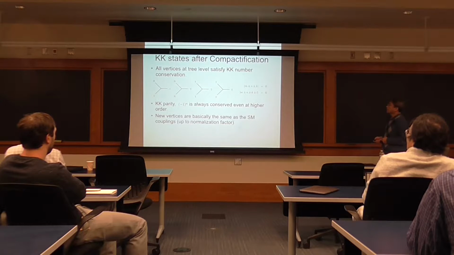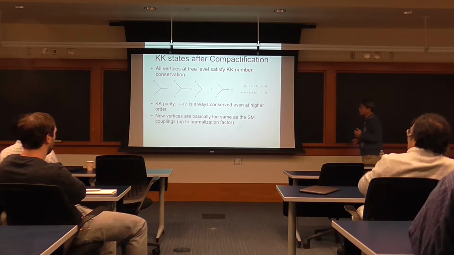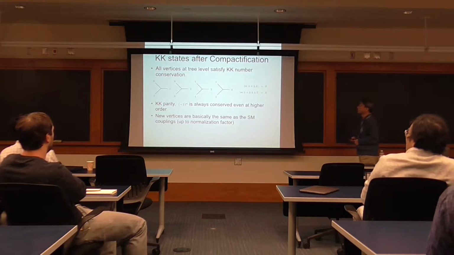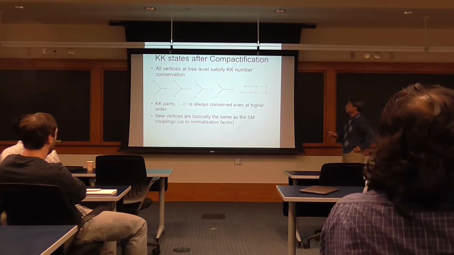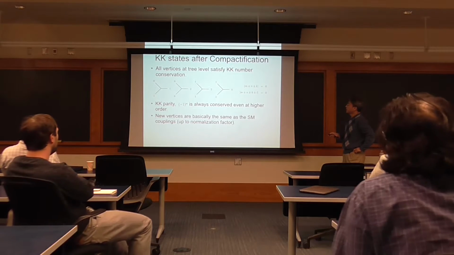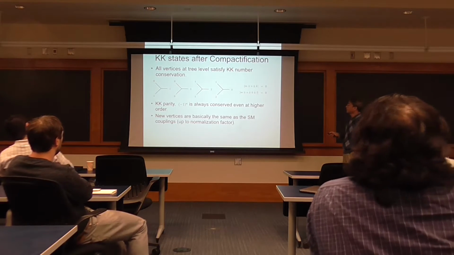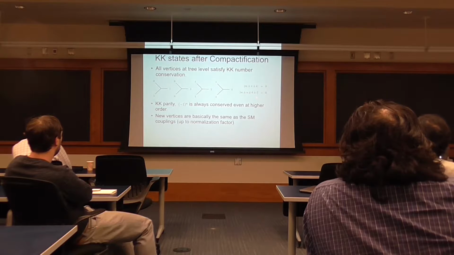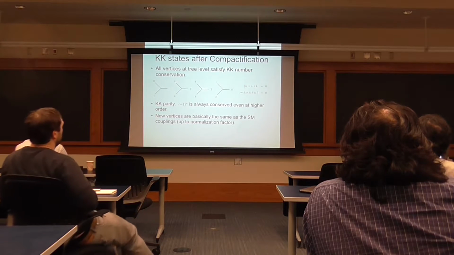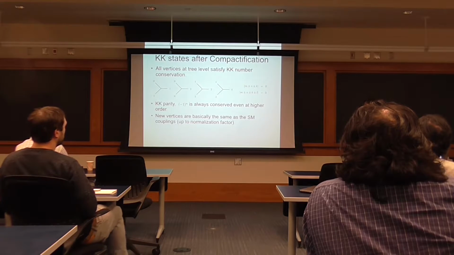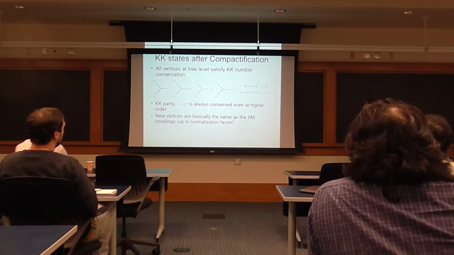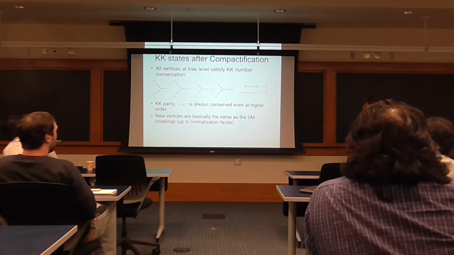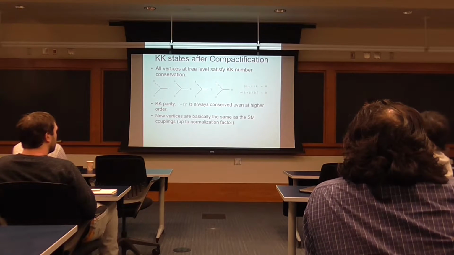Another consequence is that all vertices at the tree level satisfy so-called KK number conservation, which is illustrated by this equation here. Here 0 means the standard model, and a non-zero integer is a KK mode. This number conservation says that if you add any two, for instance 0 plus 1 is equal to 1, then this vertex is allowed. But 0 plus 0 doesn't give you 2, therefore this vertex is not allowed at the tree level. In the same way, if you add 1 and 0, you don't get 2, so this is not allowed either.